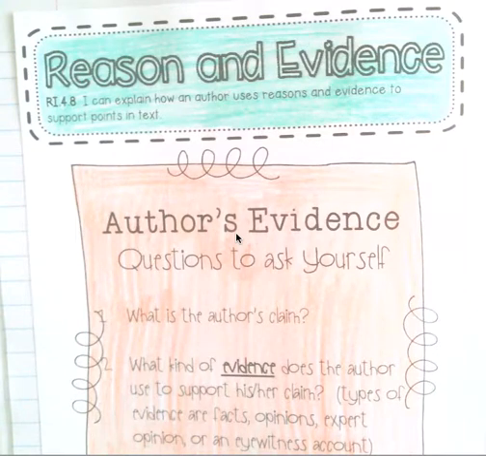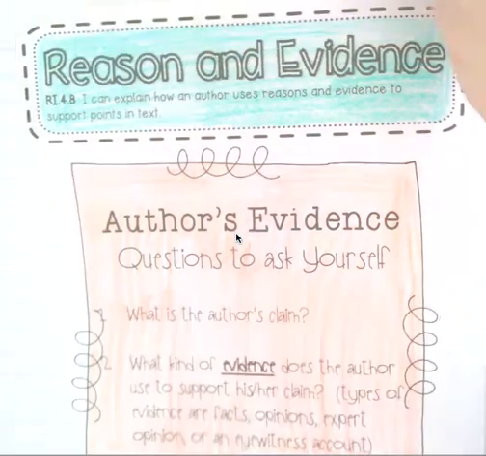This week we are talking about reason and evidence. What that means is that when we are reading a nonfiction text, we need to stop and think about who the author is, what they're saying, why they're saying it, and what reasons and evidence they give us to support what they're saying. So our I can statement for the week is: I can explain how an author uses reasons and evidence to support points in the text.